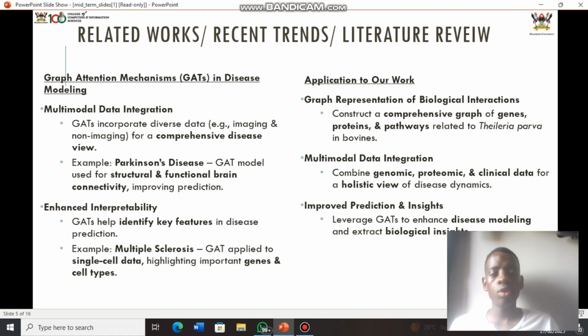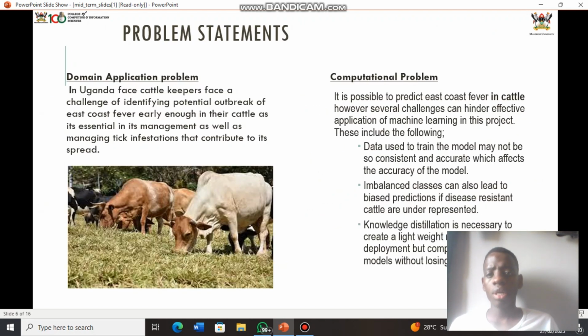Then the multimodal data integration combines the genomic and the clinical data for a historical view of the disease dynamics and improved prediction of insights. So, talking about the problem statement: as I mentioned, cattle farmers in Uganda face the challenge of identifying a potential outbreak or infection of East Coast fever. This is very essential for managing and treating the disease, as when it is detected late, it cannot be cured, however much effort is put in.